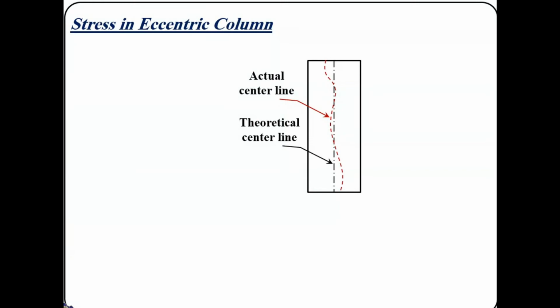For example, in this slide, the black line is the theoretical center line, which we can plot by joining the centroid of the top section and the centroid of the bottom section.